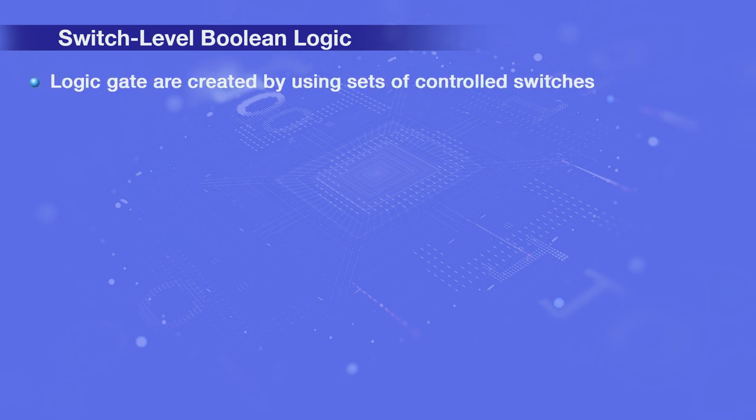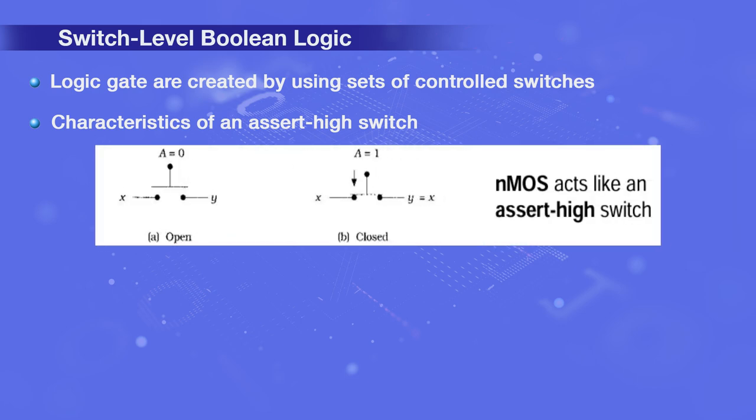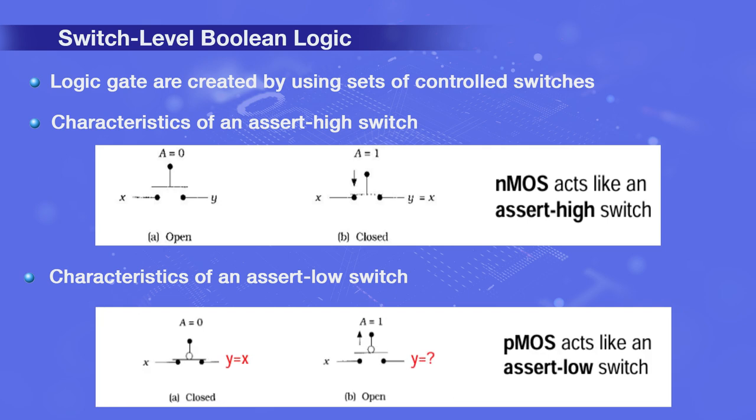The logic gates are created by using sets of control switches. The characteristics of an active high switch, that is when A is equal to 0. So here we can see the NMOS acts like an active high switch for the conditions A equals 0 and A equals 1 as represented in the diagram. Similarly are the characteristics for the PMOS.